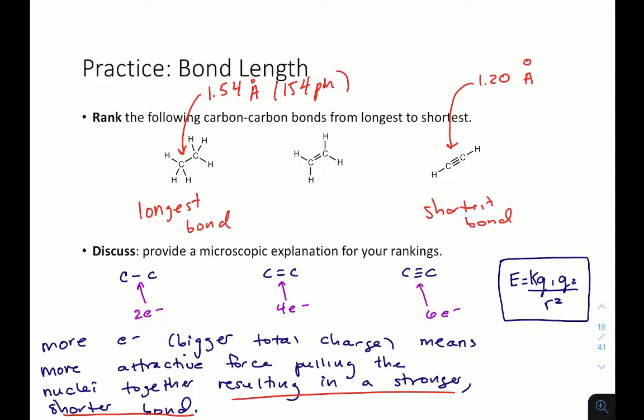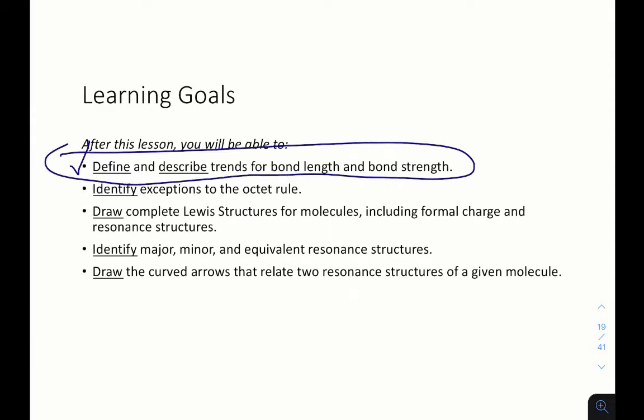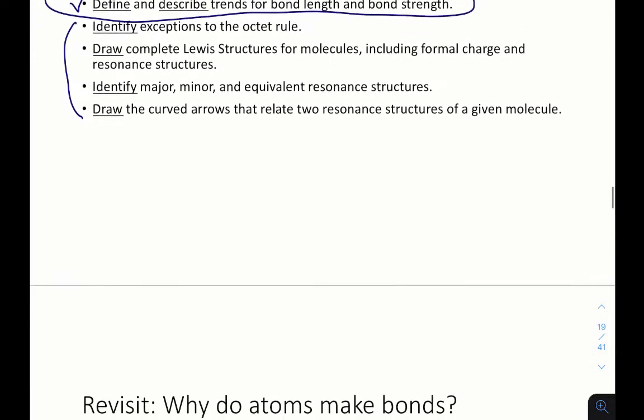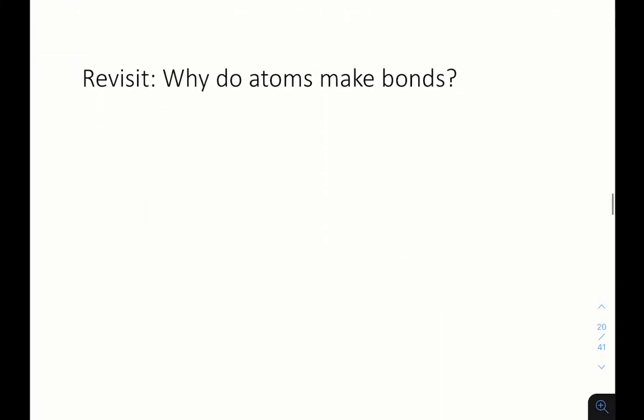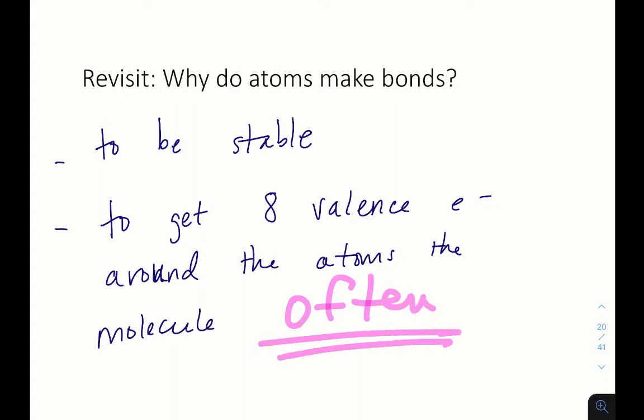I have good news. We have met our first learning goal, which is to describe the bonding in organic compounds, including trends in bond length and bond strength. So let's move on. Let's anchor our discussion in this question: why do atoms make bonds? So what did we say previously? Common answers I hear are to be stable, and usually that means to get 8 valence electrons around all the atoms in the molecule. Again, this is often, it is not always.